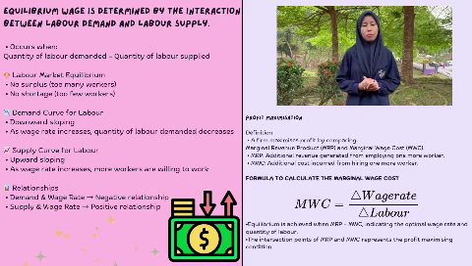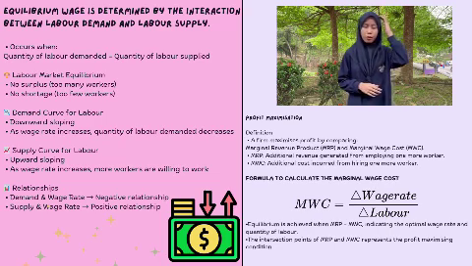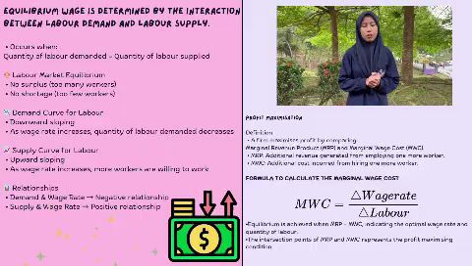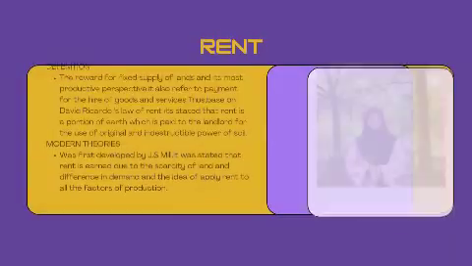The formula to calculate the marginal wage cost is MWC equals change in wage rate divided by change in labor. Equilibrium is achieved when MRP equals MWC, indicating the optimal wage rate and quantity of labor. The intersection point of MRP and MWC represents the profit maximizing condition.